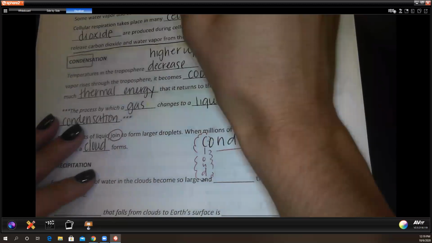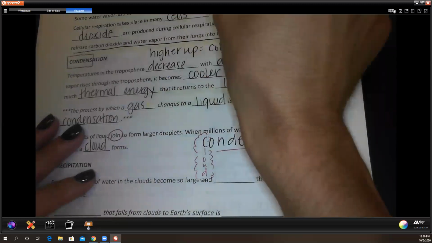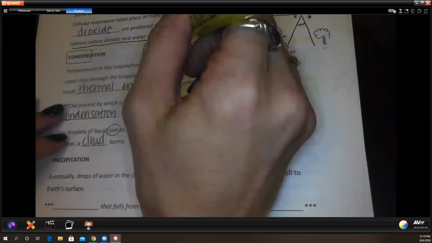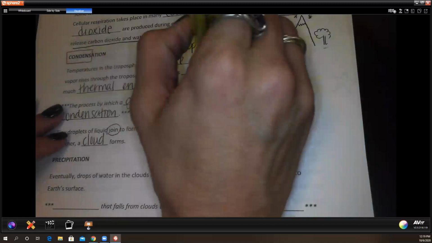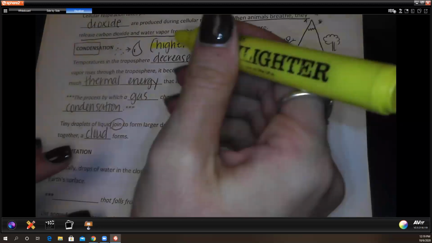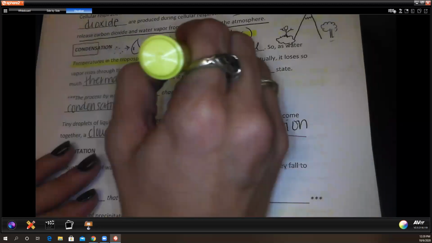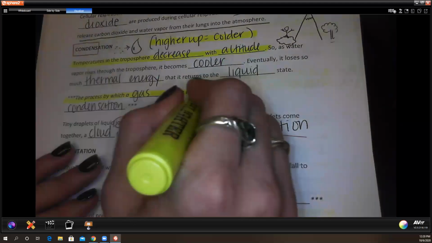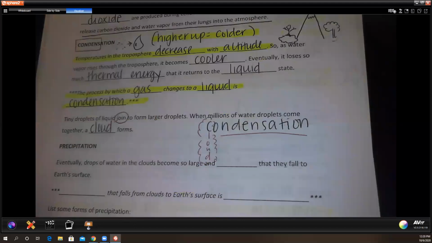Very. So I want you guys to write that higher up means that it's going to be colder. If it's higher up, it's going to be colder. That temperatures decrease with altitude, that's important for us to know. And then the definition: the process by which a gas changes to a liquid is condensation.